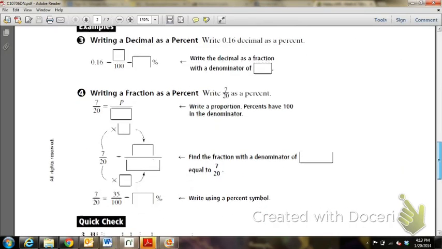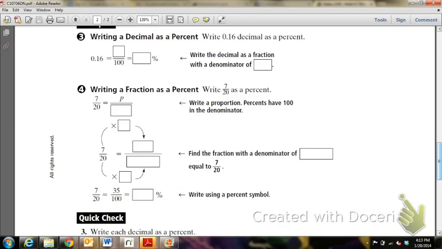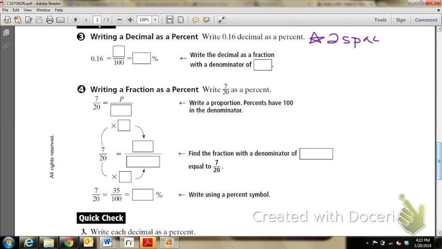Okay, now we're going to go 2 other ways to convert these forms. What if you have to take a decimal and write it as a percent? Well, to go from a percent to a decimal, we went 2 spaces to the left. So to go from a decimal to a percent the other way, you're just going to go 2 spaces to the right. So 0.16 is 16 out of 100, which is 16%.